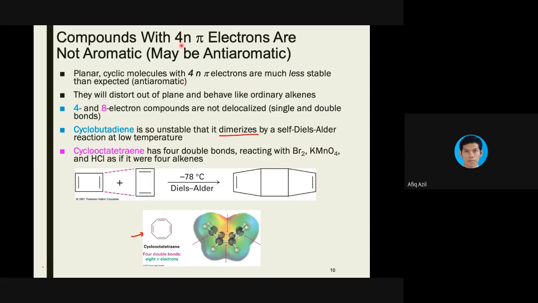When it fulfills 4n equal to the number of pi electrons, then it is anti-aromatic. Okay, if you have non-aromatic, it does not fulfill 4n plus 2 or even 4n. If you get the n different, then it cannot be used in 4n or 4n plus 2, then it is non-aromatic.